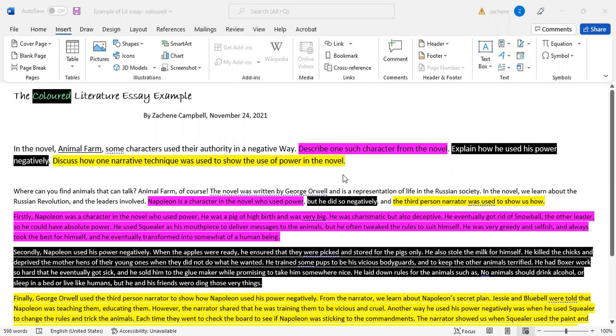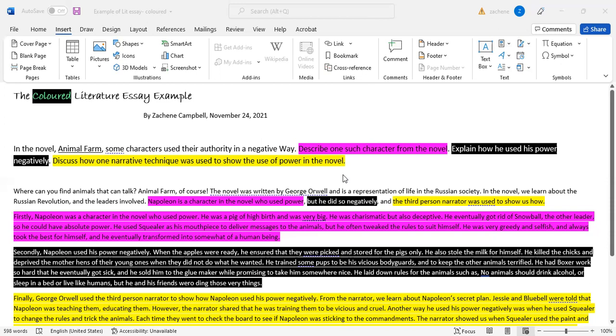So here's a question from Animal Farm, and this text you would have studied before, so I use this one because you're familiar with it. The question says, in the novel Animal Farm, some characters used their authority in a negative way. Describe one such character from the novel. Explain how he used his power negatively. Discuss how one narrative technique was used to show the use of power in the novel.